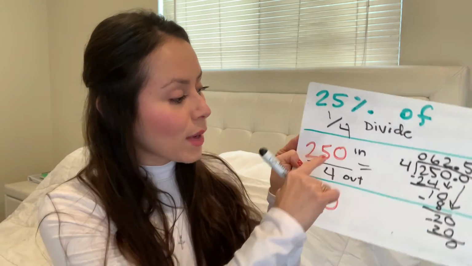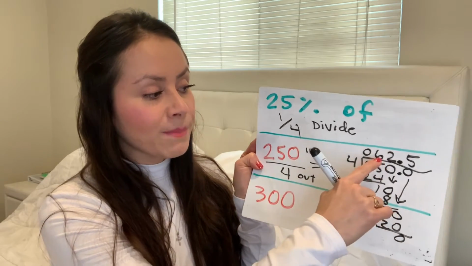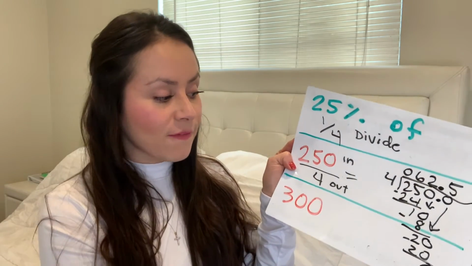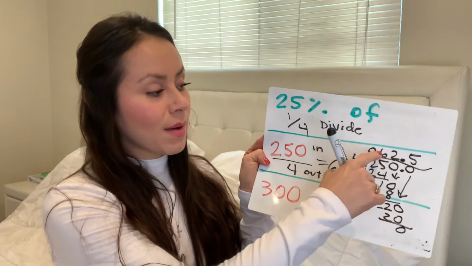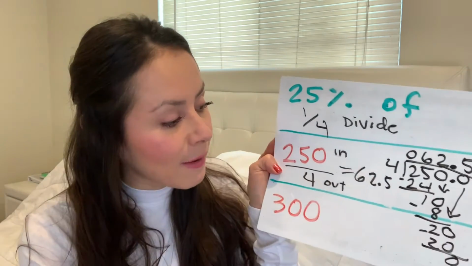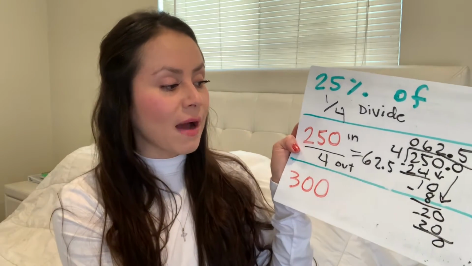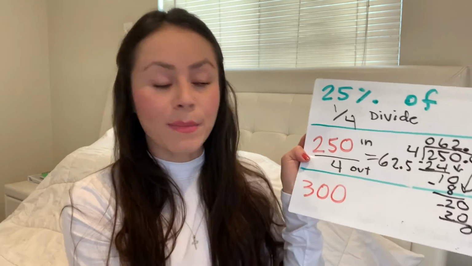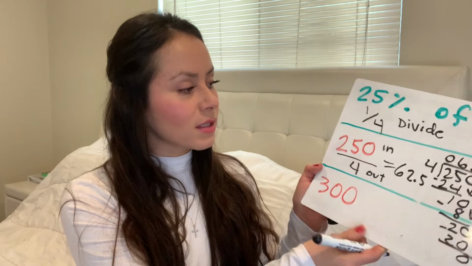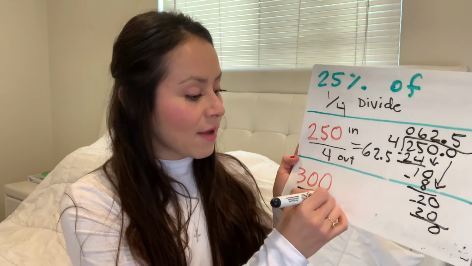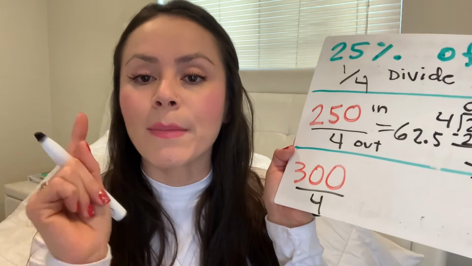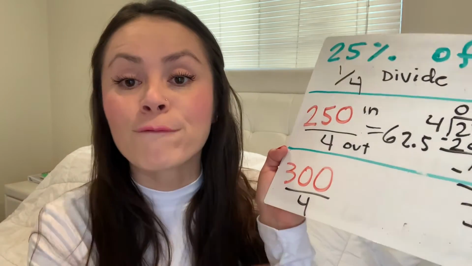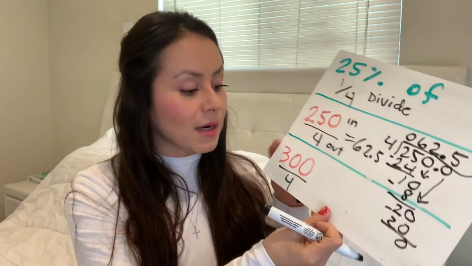So what is 25% of 250? 62.5. So this will be 62.5 because remember that invisible 0 on the front. We don't need it. So it's 62.5. That is 25% of 250. So now let's do the same thing for 300. If you divide it by 4, that's a rule, guys. Anytime you need 25% of something, divide it by 4 and it will give you 25% of that amount.